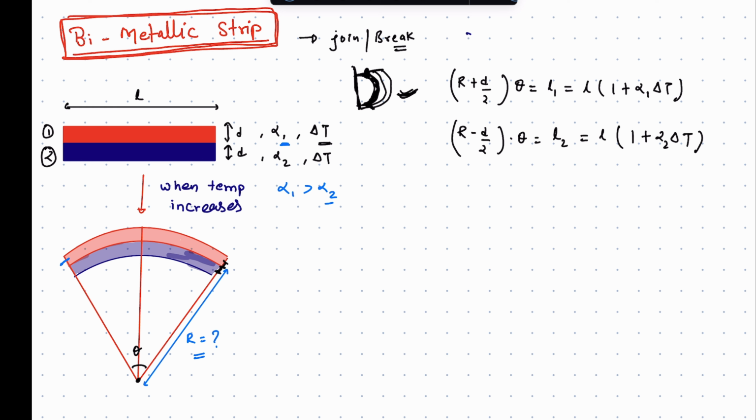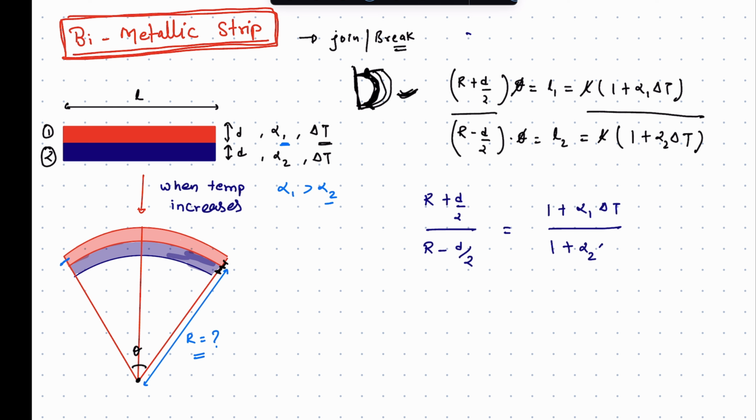L1 plus alpha 2 times delta T. This is what we get. Our purpose of this calculation is to find out the radius of curvature. That is why I am dividing these two sides. When I divide, theta and theta will be cancelled out, L and L will be cancelled out, and then I will get that R plus D by 2 divided by R minus D by 2 is equal to 1 plus alpha 1 delta T divided by 1 plus alpha 2 delta T. When I cross multiply, I will get R plus D by 2. I am multiplying this term with this term.